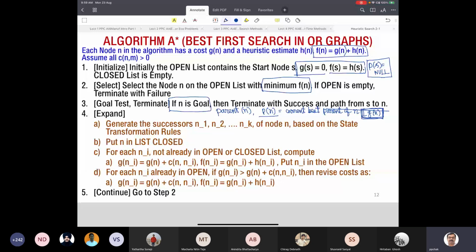So if in step 3 we did not find goal, then we would go to step 4. That means we would use the state transformation rules to generate the successors N1 to Nk. We would put N in closed again, like before. Now we may have 2-3 cases. One case is that the node Ni, we pick each child one by one, is neither in open nor in closed. So this node is a new node.